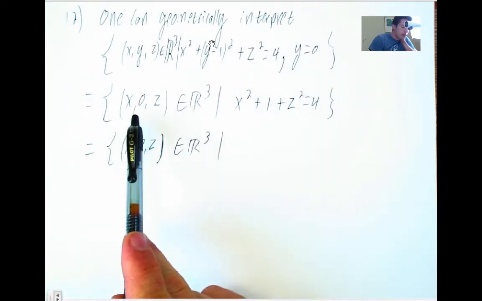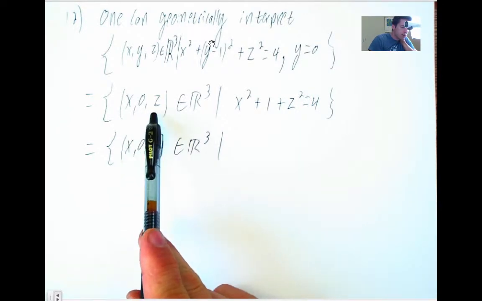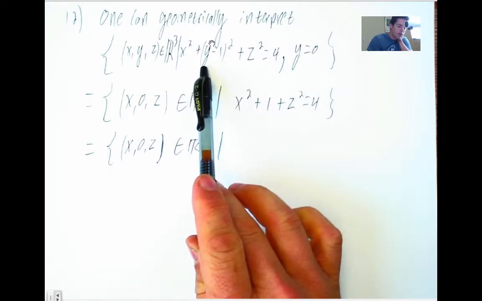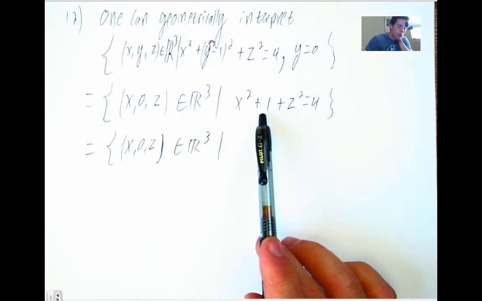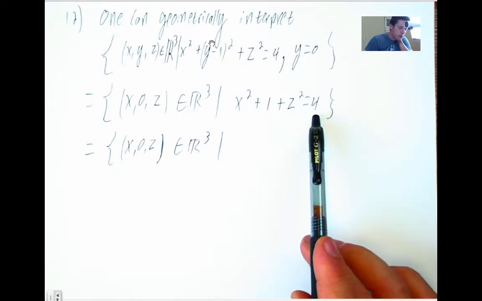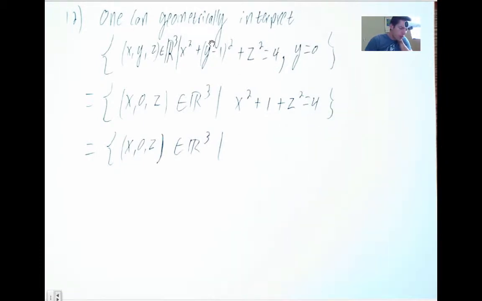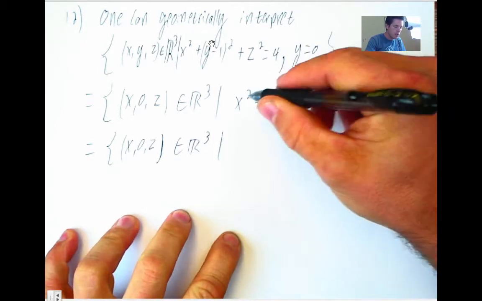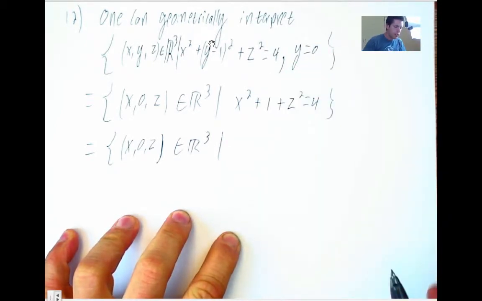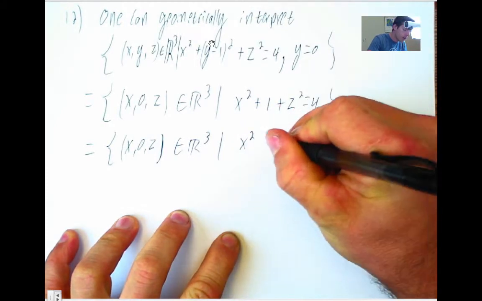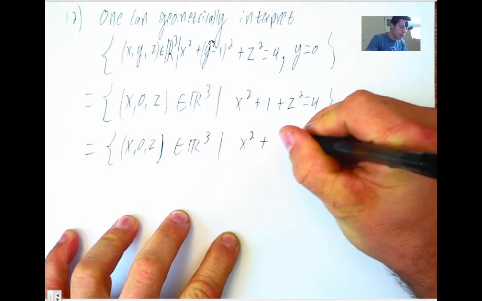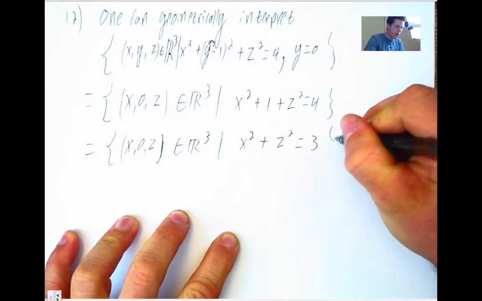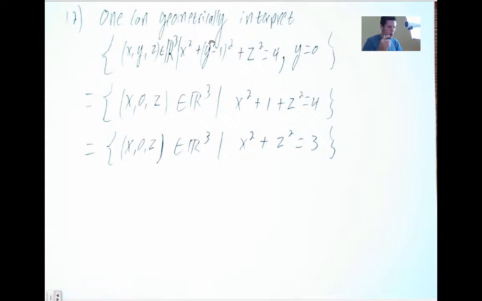Okay, so y is 0. I've just put in 0 for y. The set of x, 0, z in R3 such that x squared plus, hey, if I replace y with 0, then I just get a 1 right there, plus z squared is equal to 4. Okay, so now I'm just going to simplify that equation. This equation right here, which is part of the description of the set, it's going to just look like x squared plus, well, z squared is equal to 3. And then, oh, this is a circle.